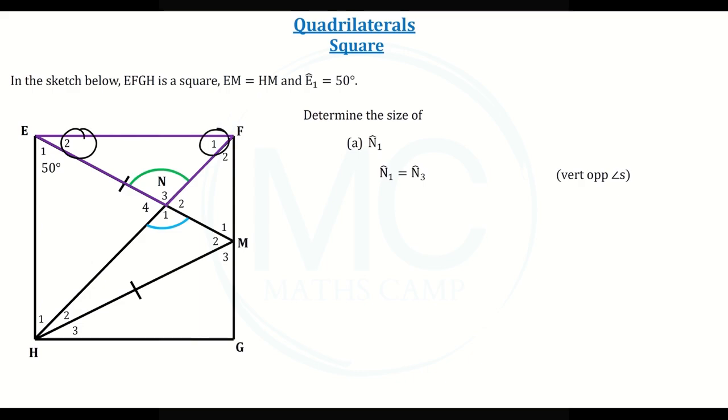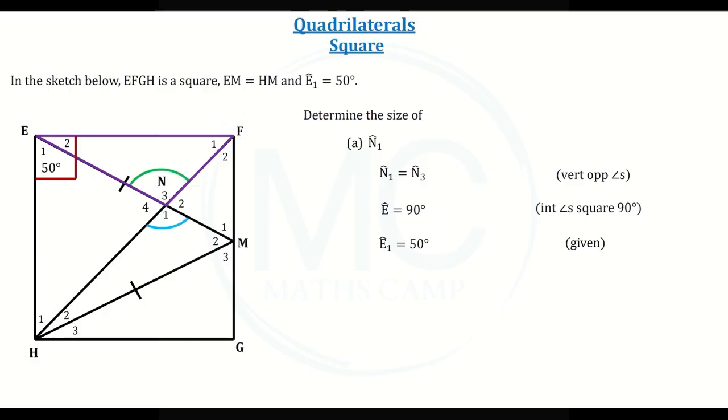We know that the whole of angle E is 90 degrees. So let's make a note here that angle E is equal to 90 degrees. And as our reason, we say because the interior angles of a square are always 90 degrees. So let's make this angle red. We also know that angle E1 is equal to 50 degrees. We can see this on our diagram, so we use given as our reason.